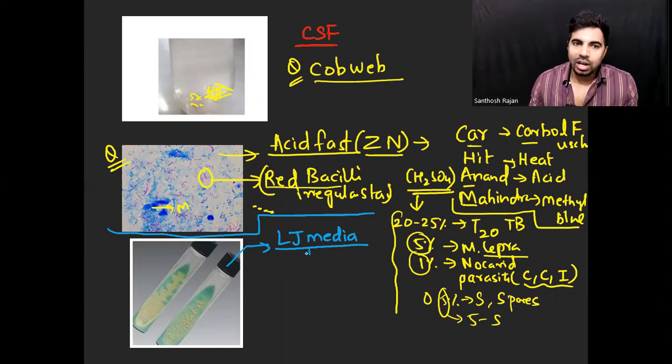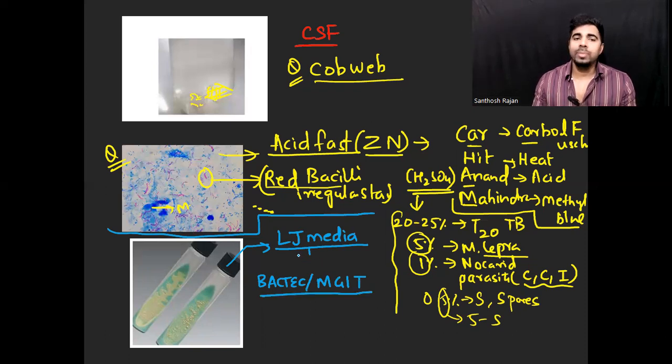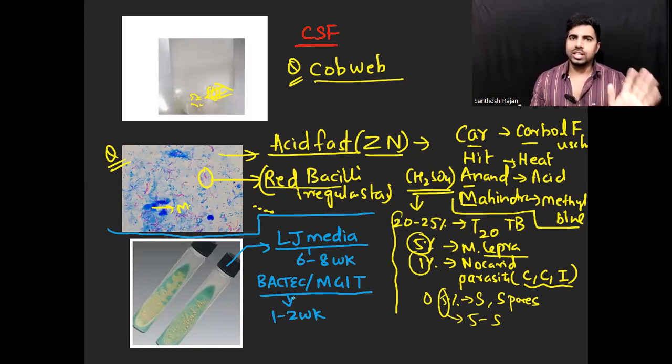Apart from LJ media, the other one is automated. Automated means Bactec or MGIT. Remember this. What's the difference? LJ media will take almost six to eight weeks. It takes longer, but here it takes only 1 to 2 weeks. MGIT is automatic, like an automatic indicator. You put it in the culture and leave it there. There'll be a signal, a light will turn on when it's ready. Then you just take it and see it.